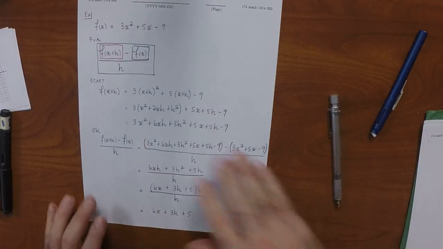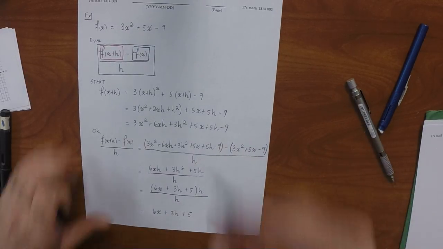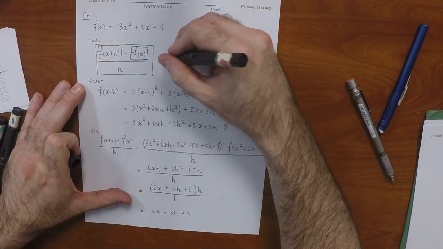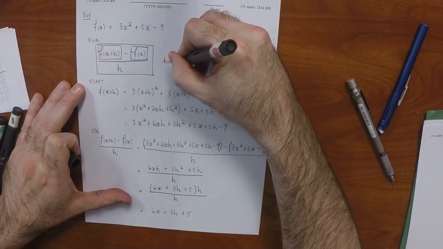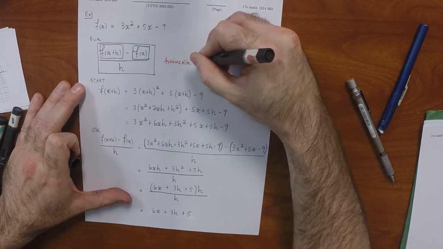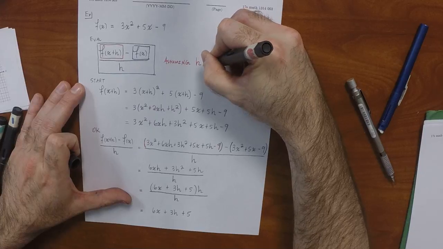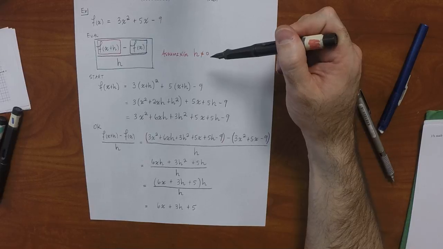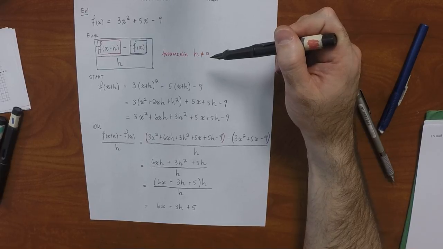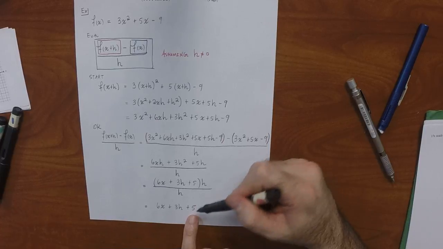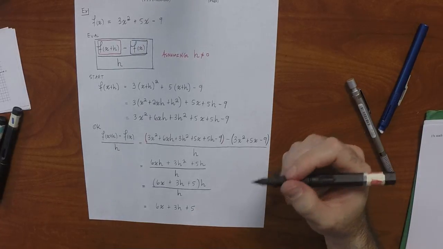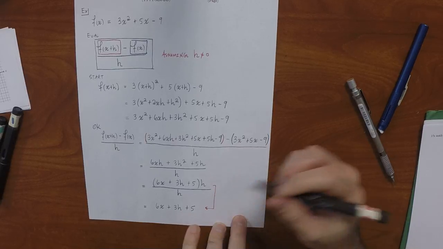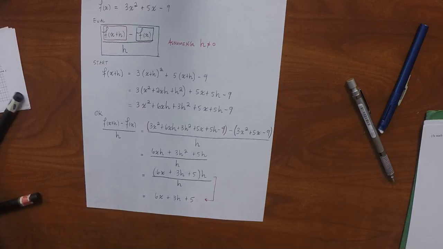Okay. So now to legitimize this, I'll write a clause up here. I'll say I want you to evaluate this assuming that h is not 0. So does everyone see now what this red clause does? It legitimizes having moved from here to here. Now it's legitimate. So that's possible because of this.